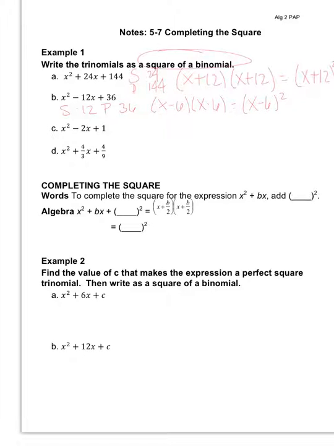Okay, so looking at part C, we want the sum to be negative 2 and the product to be positive 1. That would be negative 1 and negative 1, so I'm just going to go ahead and write it as x minus 1 squared.